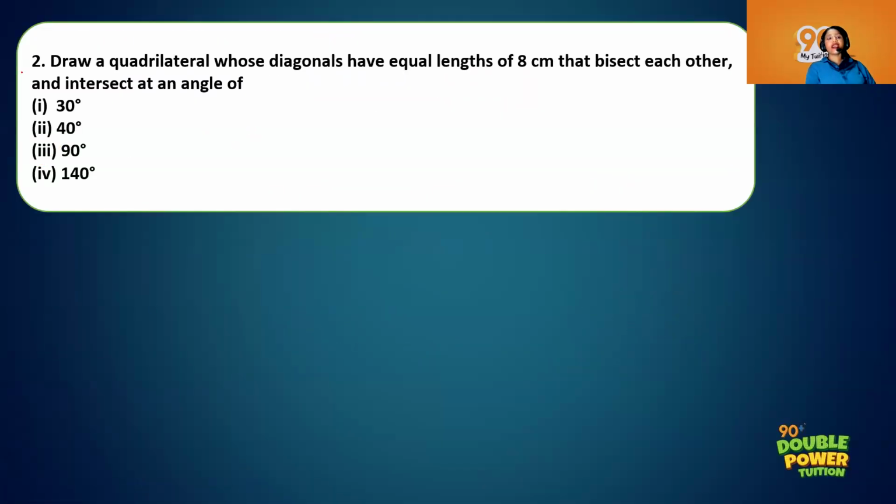That's one problem. They ask you to draw a quadrilateral whose diagonals are equal and 8 centimeters and bisect each other and intersect at an angle of 30. It's an MCQ question, then the correct answer will be 90. They ask you to draw using 30 degrees, 40 degrees, 90 degrees and 140 degrees. I will explain how to draw using 30 degrees.